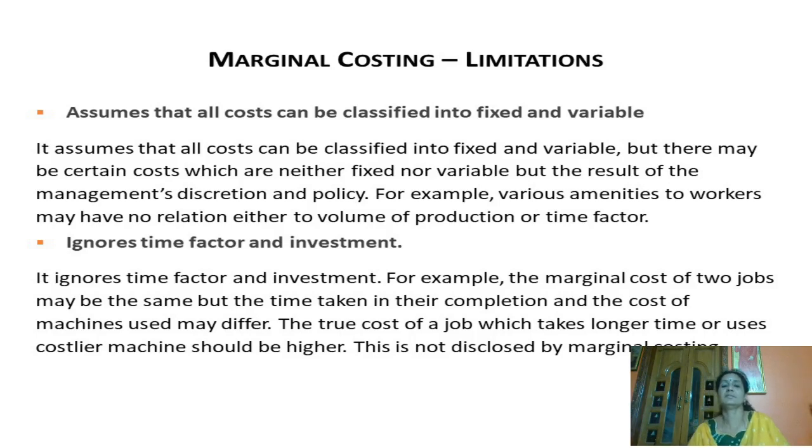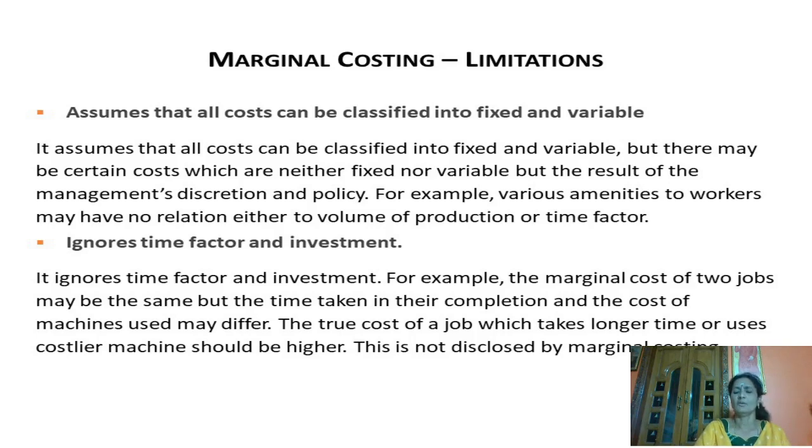What are the limitations? It assumes that all costs can be classified into fixed and variable. One of the main drawbacks of marginal costing is this assumption. It's not quite easy to bifurcate all the costs into fixed and variable. Certain costs are there which we cannot state whether they are fixed or variable. But first and foremost, the criterion in marginal costing is bifurcation of cost into fixed and variable. But this assumption is not true in certain cases.